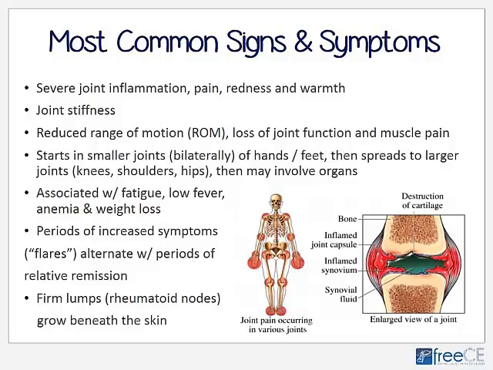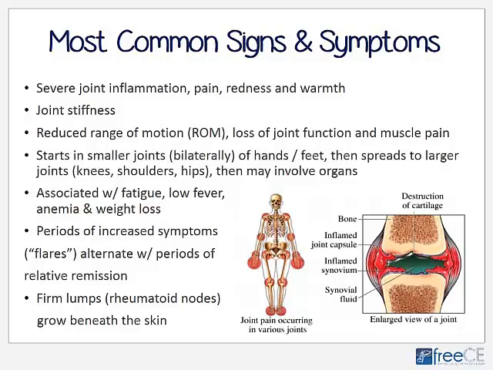Periods of increased symptoms, also called flares, alternate with periods of relative remission. And that's when the pain and swelling fade or even sometimes disappear altogether. And again, that's in contrast to OA, which is fairly constant in terms of the symptoms. With RA, you typically see firm lumps called rheumatoid nodes or nodules that are growing beneath the skin around the joints, particularly of the hands and feet. And of course, RA is not just for adults, it can begin in childhood.